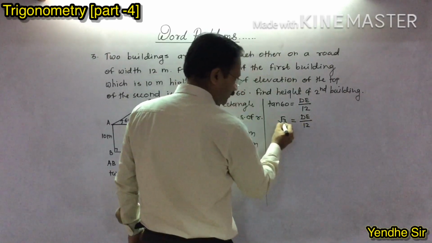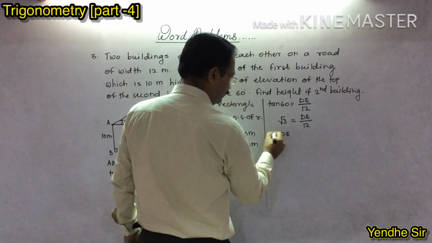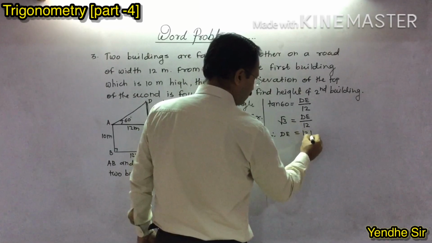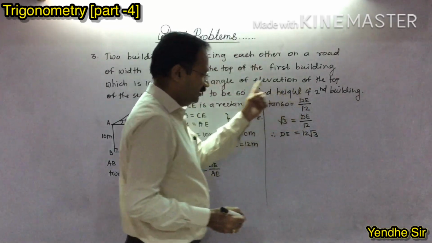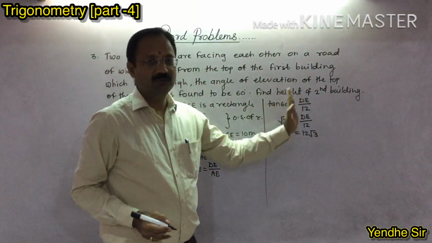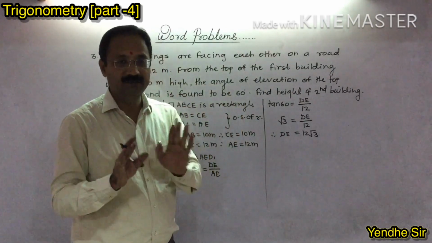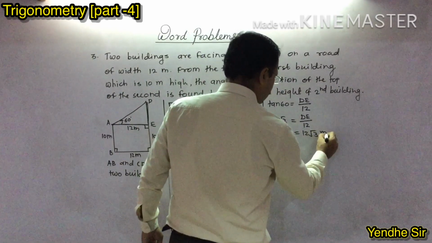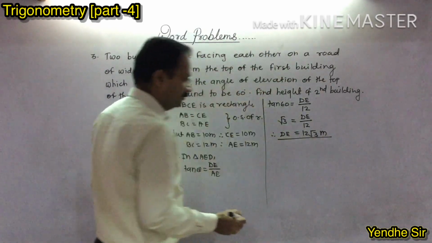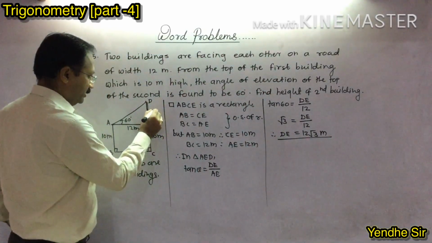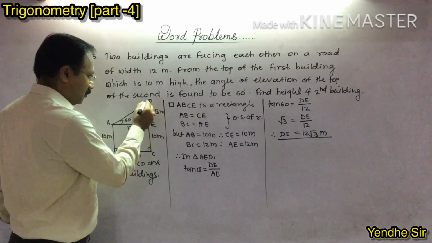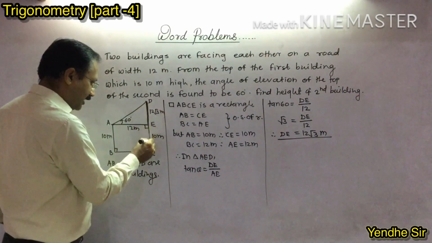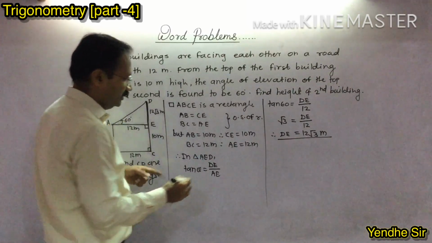Now 12 comes on this side, you will get DE. Therefore DE equals 12 root 3. Now see in the sum, value of root 3 is not given, so please don't substitute the value of root 3 here. So DE I got 12 root 3 meter. So I am going to write it here, 12 root 3 meter. Now what do you have to find out? You have to find out the height of the second building.